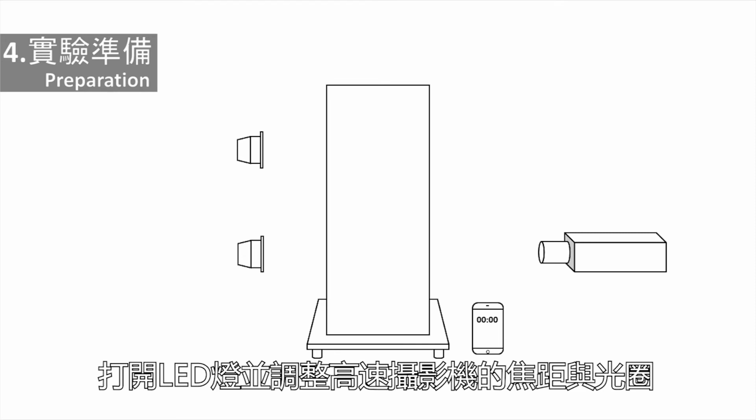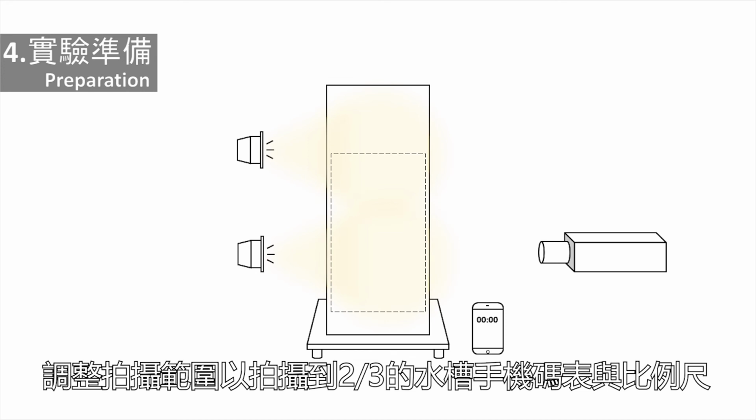Focus the lens and adjust the aperture of the camera so that a clear image is obtained at the center of the tank, where the object should pass. Adjust the camera position until the lower 2/3 of the tank, the stopwatch app, and the reference scale are clearly covered in the image.